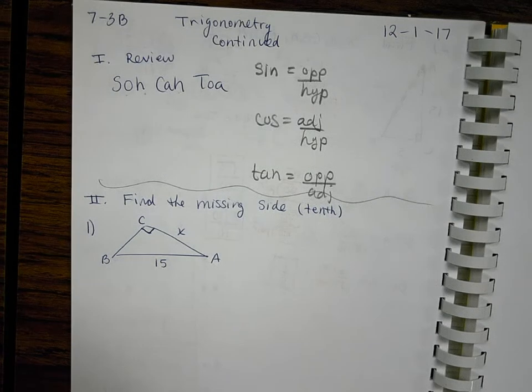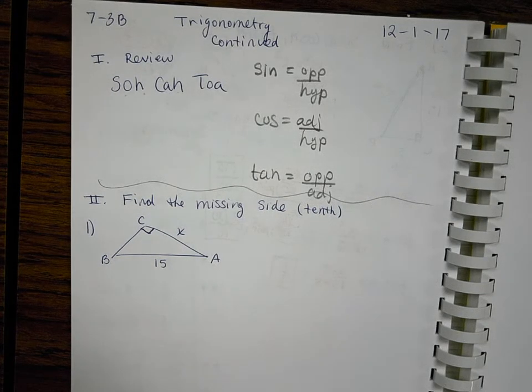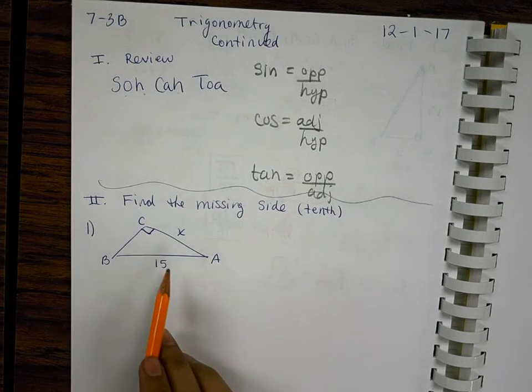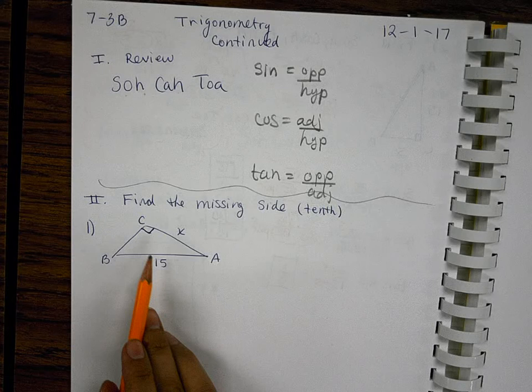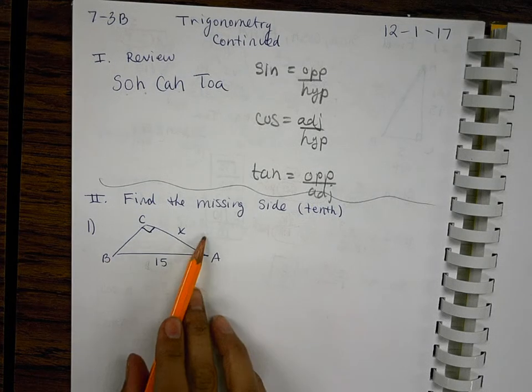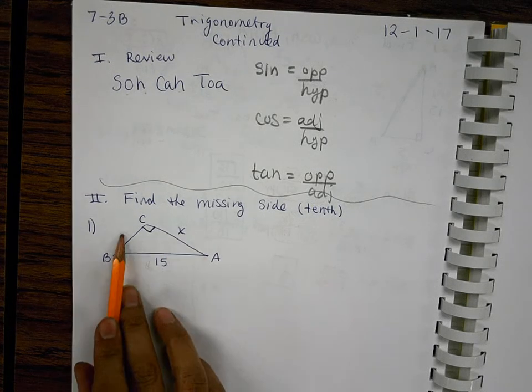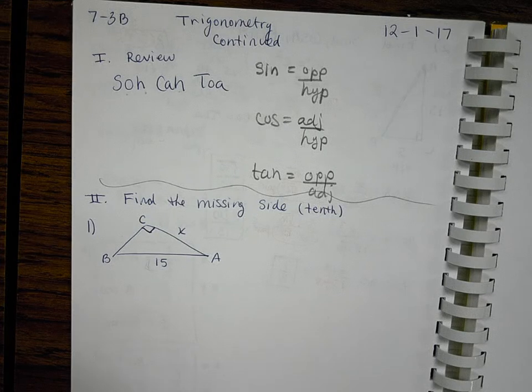Okay, a few things I want you to recognize. First, we do not have enough information to use Pythagorean's theorem. Yes, Pythagorean's theorem is a squared plus b squared equals c squared, where c is 15, but I cannot do a squared plus b squared because this is x and I don't know this side, so I do not have enough information.